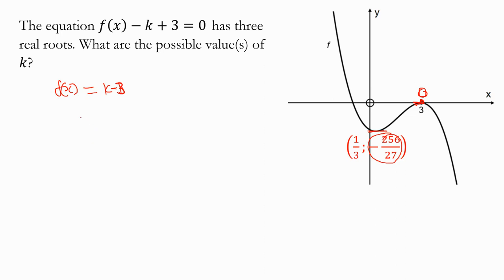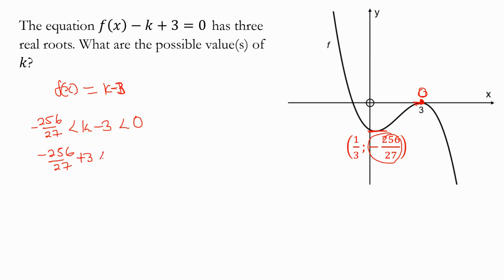So we just write that interval: our k minus 3 is going to be greater than negative 256 over 27, but less than 0. And then we solve for k. We know how to solve inequalities. Then we add 3 everywhere so that we isolate k. We will remain with k, because k minus 3 plus 3 is going to be 0.